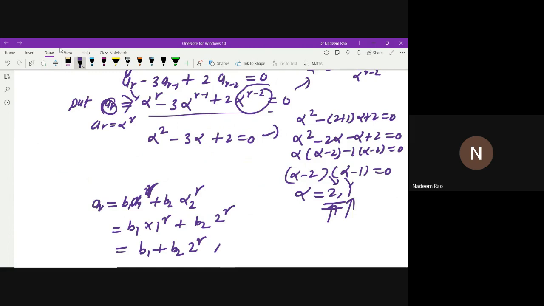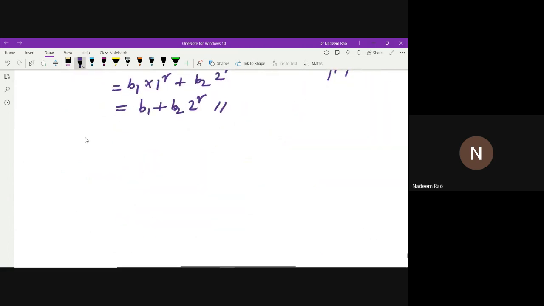It's the required solution of the given differential equation or recurrence relation. So it's a very simple thing. Another question we are going to deal with here. Next question: solve the difference equation.